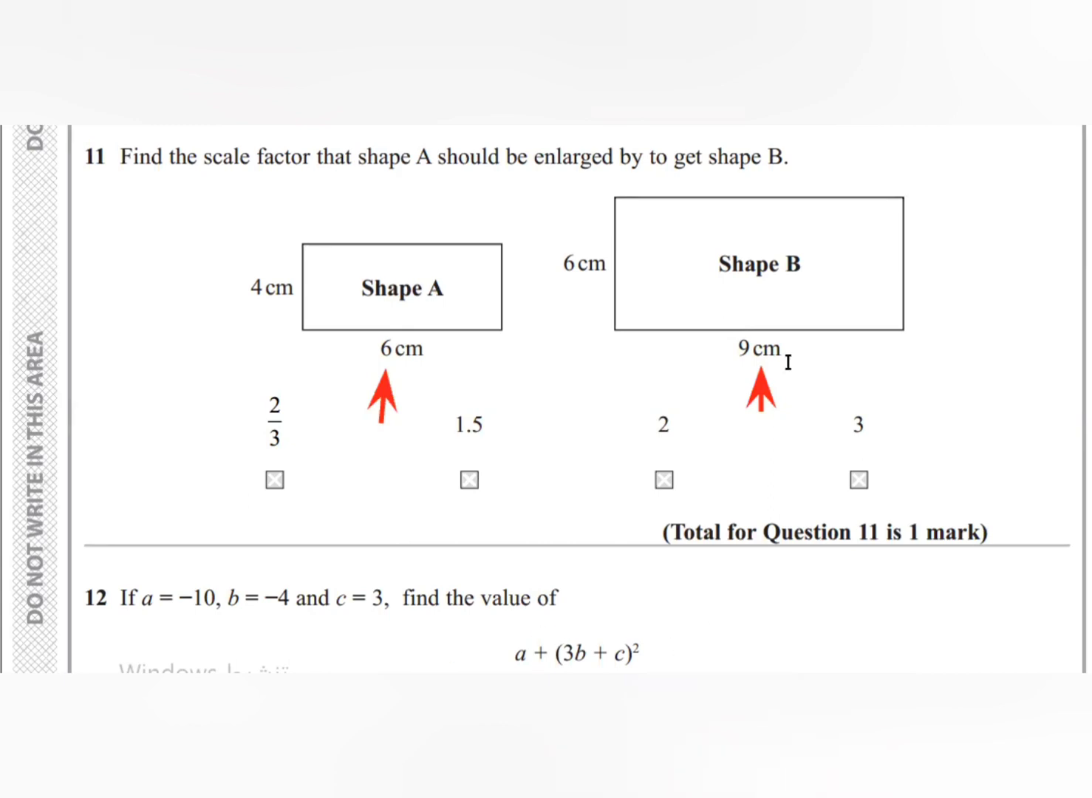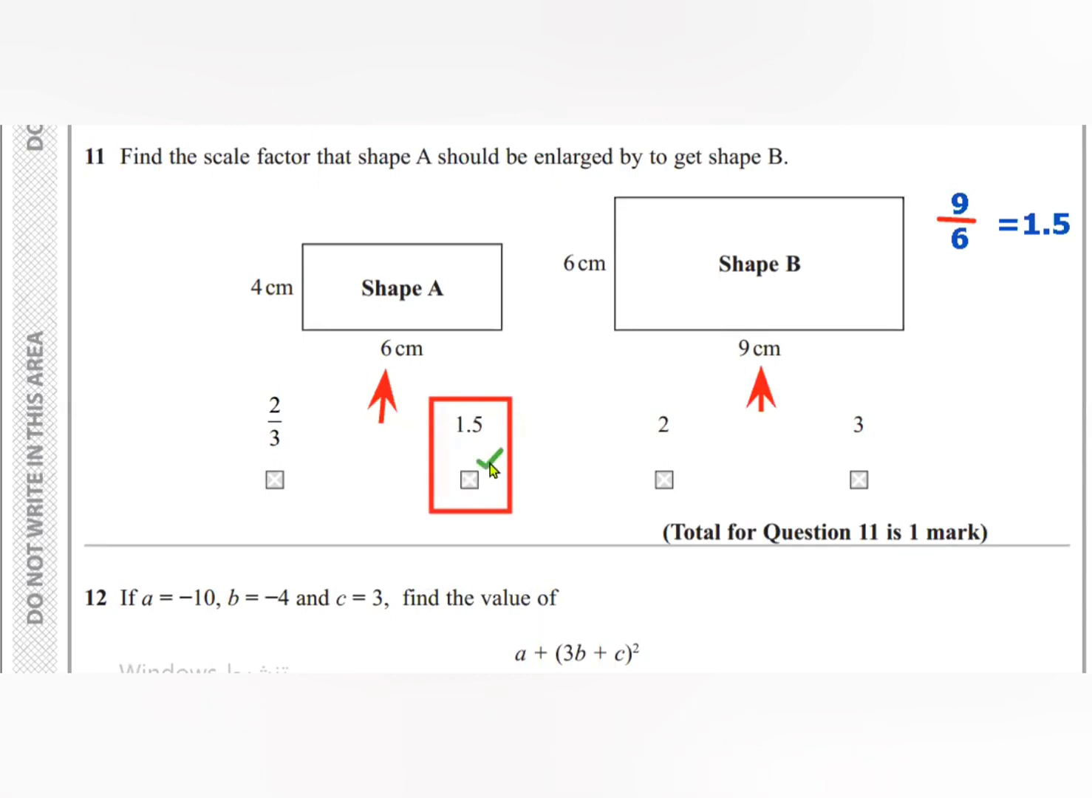So we're going to divide the bigger one by the smaller one because A became B, so we have to divide B by A. So we're going to say 9 divide 6. And we will get the scale factor that we need. So we're going to use a calculator here. 9 divide 6. It's going to be 1.5. Let me push equals. So the scale factor of enlargement here is 1.5. And that's the idea of this question.